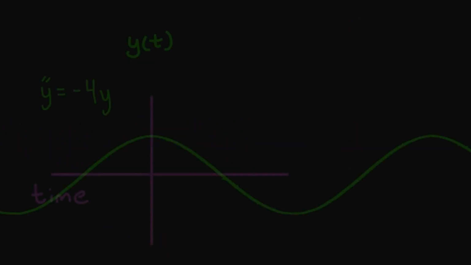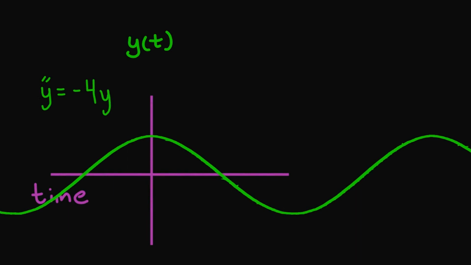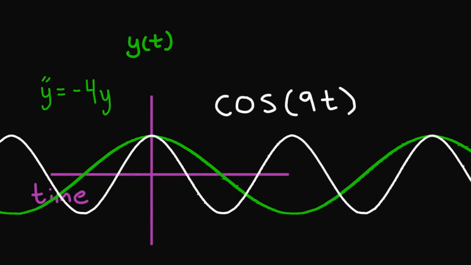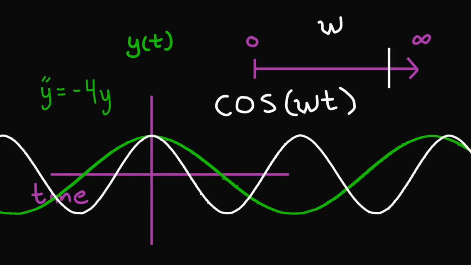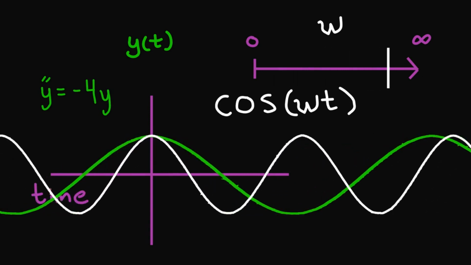Let's look at the graph from the previous board. Remember, we're interested in figuring out what this function y of t is. It looks like some sort of cosine wave, so let's plot cosine of 9t as a guess. Now cosine of 9t doesn't match up perfectly, but maybe we can modify our function. Instead of cosine of 9t, let's write cosine of omega t. And I'm imagining that we can vary the value of omega, and maybe there's a special value of omega that will give us the right function.